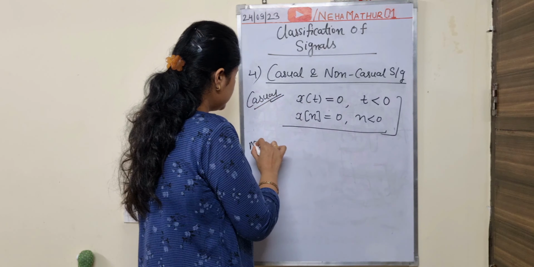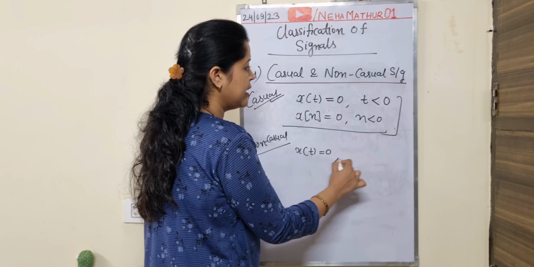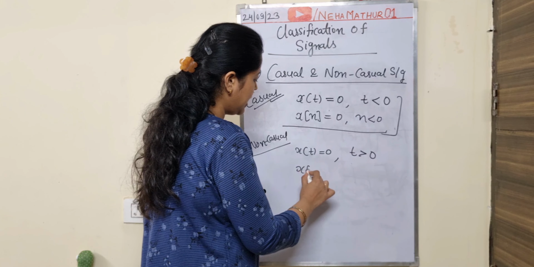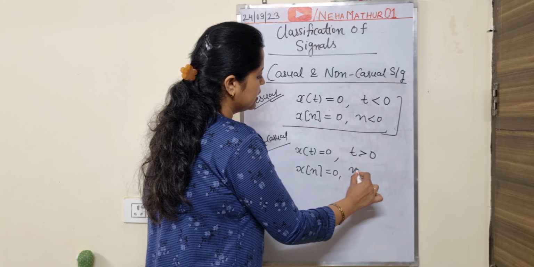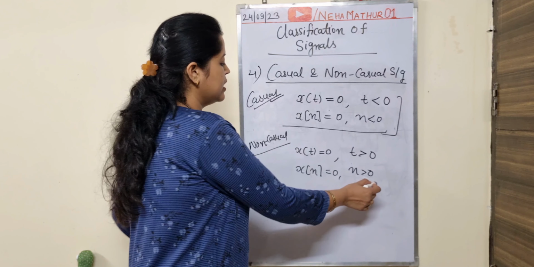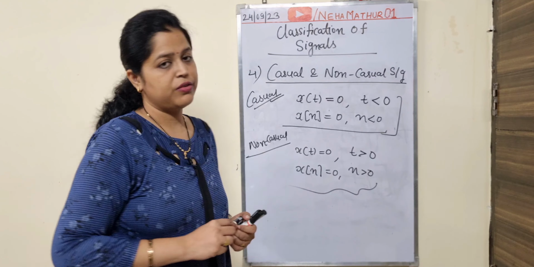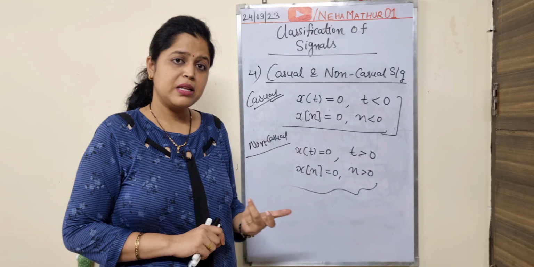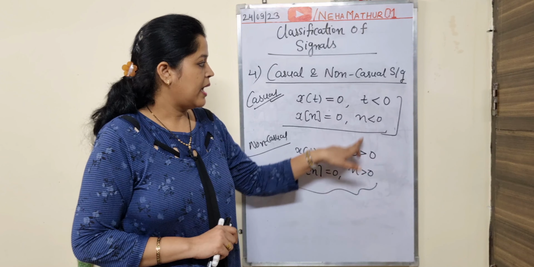non-causal signals category, in that situation x(t) will be 0 when t is greater than 0. Similarly, for a discrete time signal, x(n) is equal to 0 for n greater than 0, then only the signal comes under the category of non-causal signal. So any continuous time signal x(t) may be causal or non-causal, depending on the time.